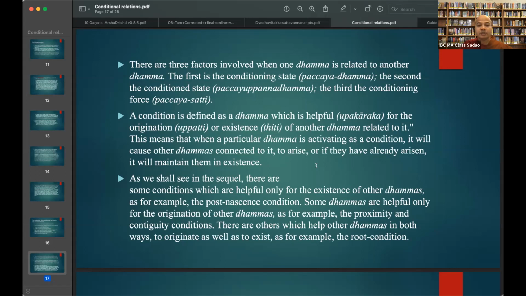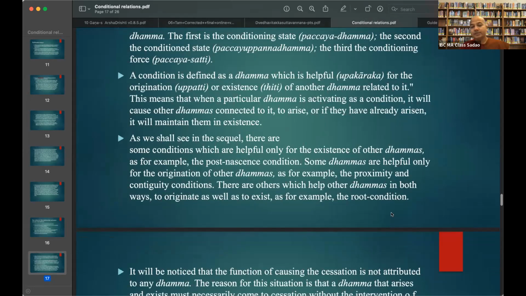As we shall see in the sequel, there are some conditions which are helpful only for the existence of other dhammas, as for example, the post-nascence condition. Some dhammas are helpful only for the origination of other dhammas, as for example, the proximity and contiguity conditions. There are others which help other dhammas in both ways, to originate as well as to exist, for example, the root condition. So these are different paccayas and their roles in the maintenance of the causal relationship between cause and effect.